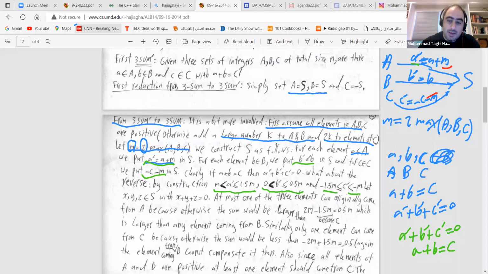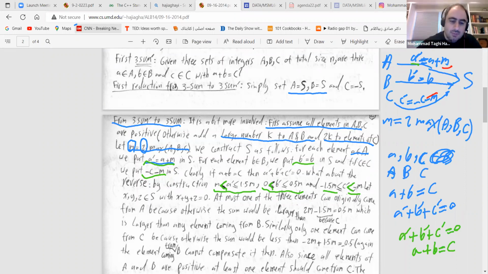For example, we are assuming that all these elements are positive. So that means that B prime would be greater than 0. Similarly, because we have A plus m, we know that A prime is greater than m. And finally here, because the elements of C were greater than 0, when we sum it up, that would definitely be less than minus m. So these inequalities are very important.